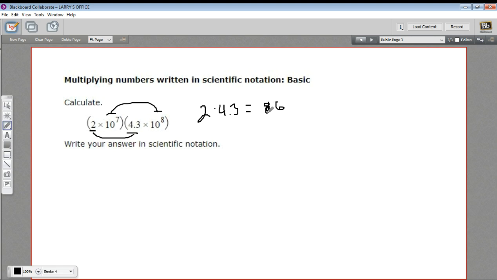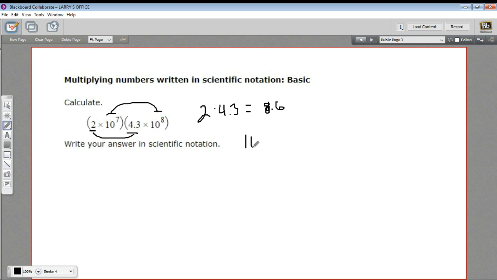We've got still just one digit to the left of the decimal point. If we had ended up with something greater than 10 here, there'd be an extra special step we'd have to do, and I'll show you what to do with that when we're done with this. In this case, we got lucky. We've just got 8.6. It's all good for scientific notation.